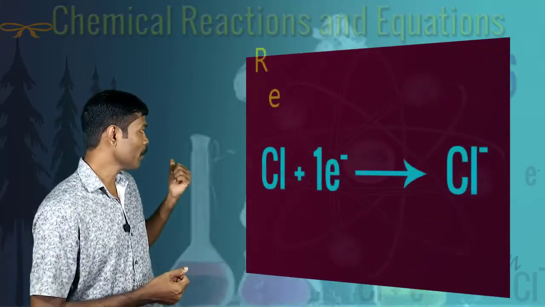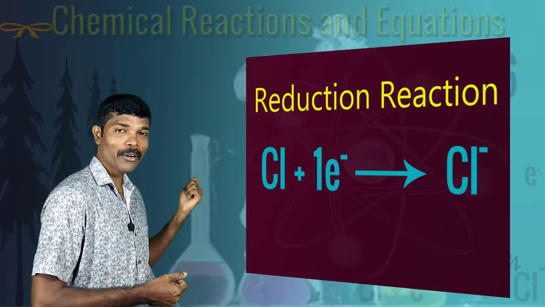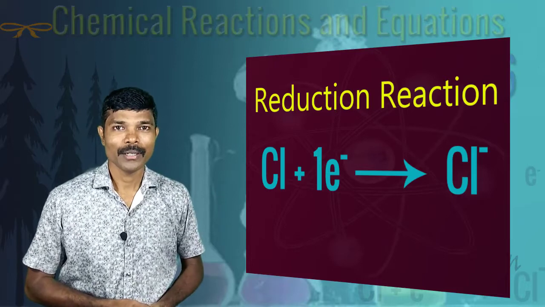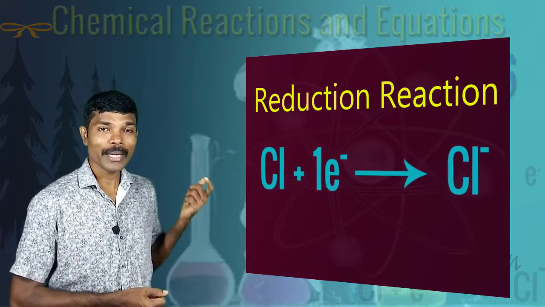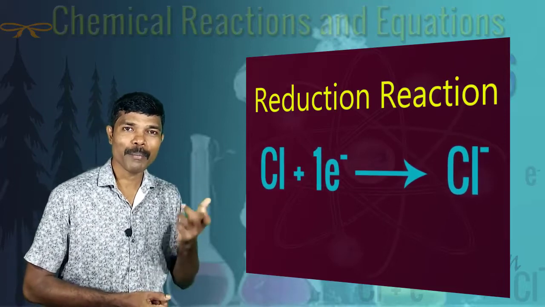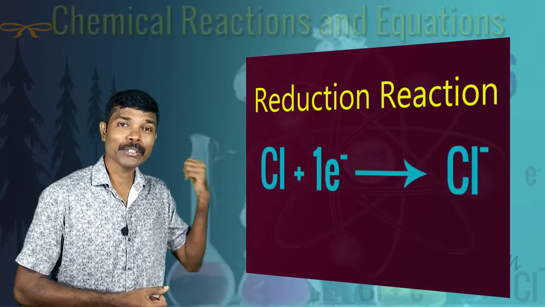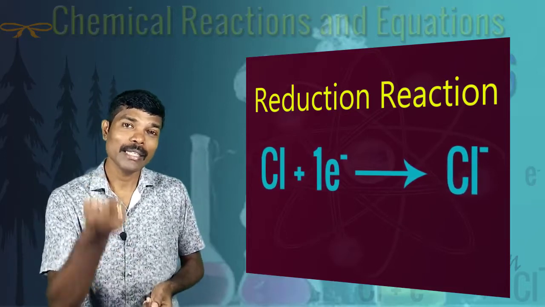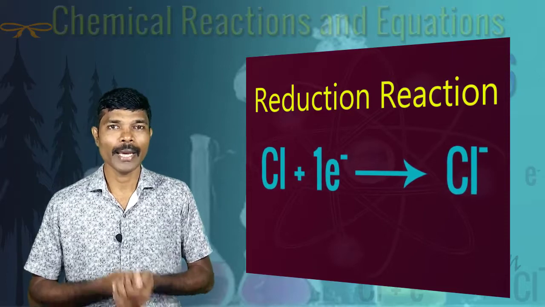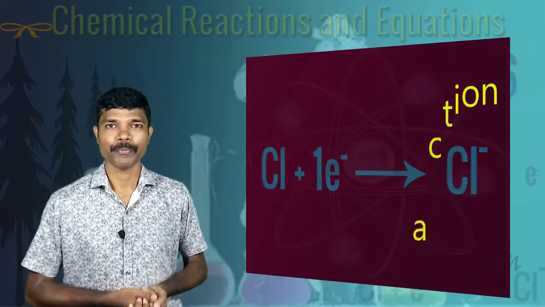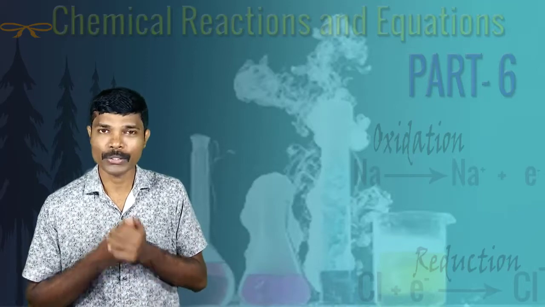Look at here, chlorine is an example. Chlorine when it gains 1 electron, on the product side you see Cl minus, chlorine ion, is formed. So here the chlorine ion is formed by gaining of electron. The process by which an electron is gained by an atom for forming an ion is known as reduction reaction. Now we see how it is defined in terms of oxygen.